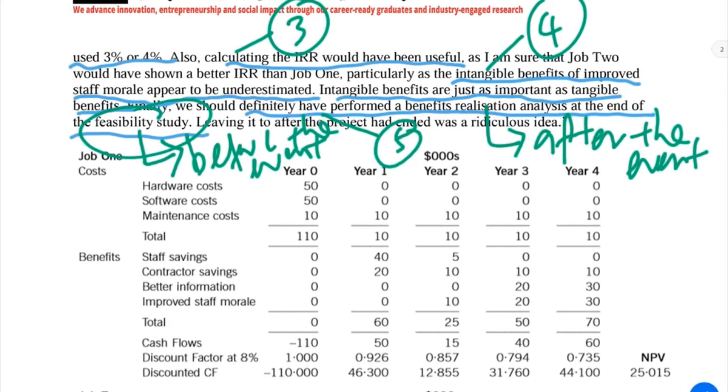Look at job 1 cash flow. All the cash flow is given already. No need to calculate anymore. This is the cash flow. Okay, so we assume that all these figures are correct. Okay, you can try now.